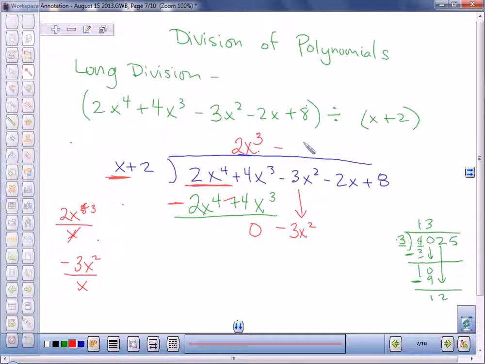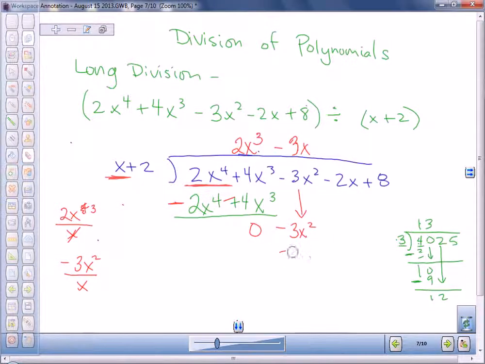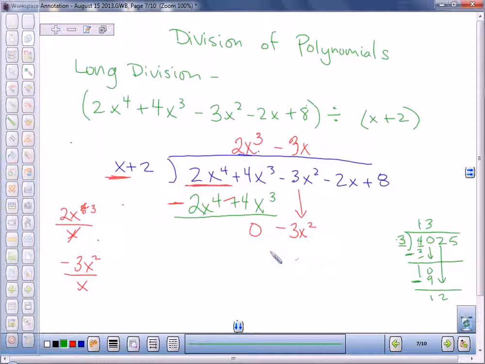So then I'm going to multiply. And when I multiply, I get negative 3x squared minus 6x. Where did you get 6x? You multiply by the 2. Okay. Now, do you see that nothing's lining up above 6x? Well, what can I do with this negative 2x? Bring it down. There we go. Now it lines up nicely, doesn't it?